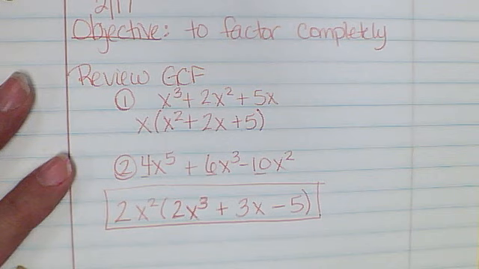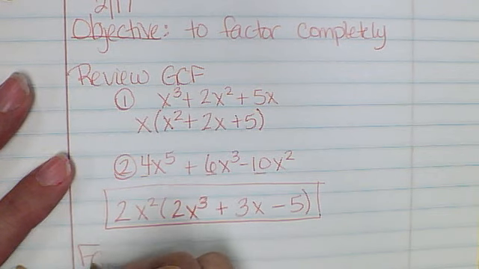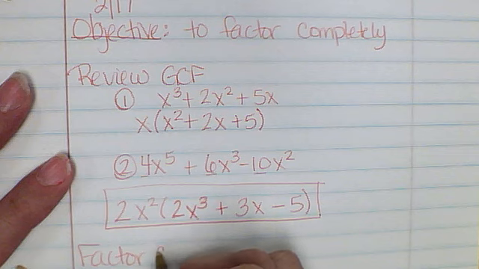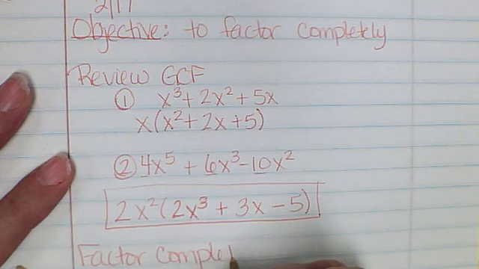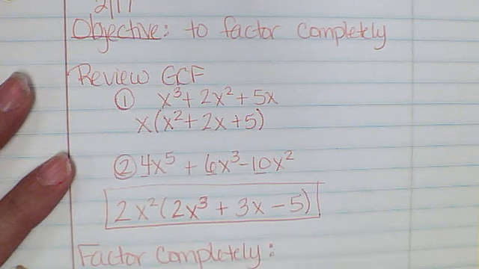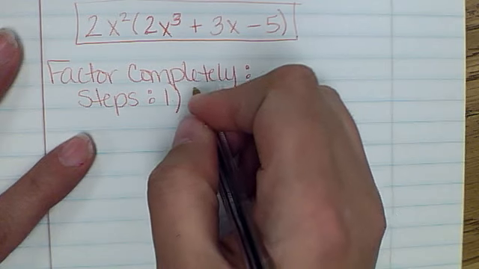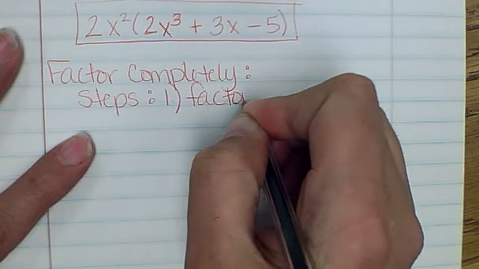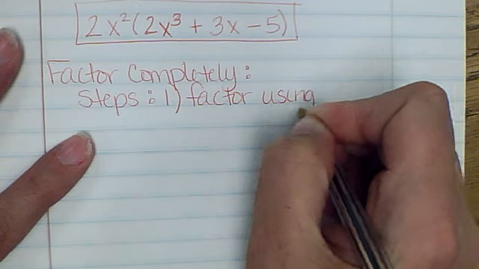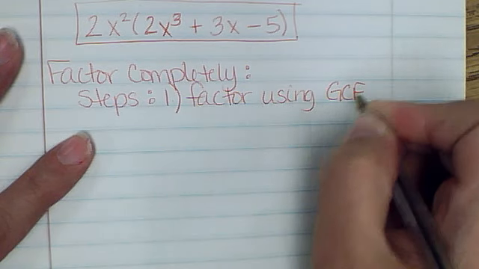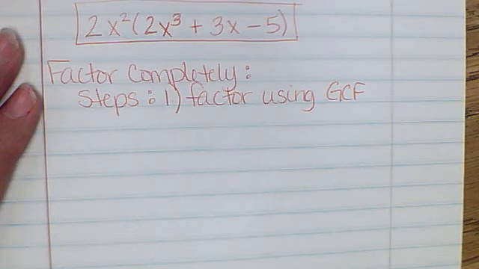Okay. To factor completely, we have 2 steps. Step 1 is factor using GCF. So you have to look at the problem that you're given and find the GCF.